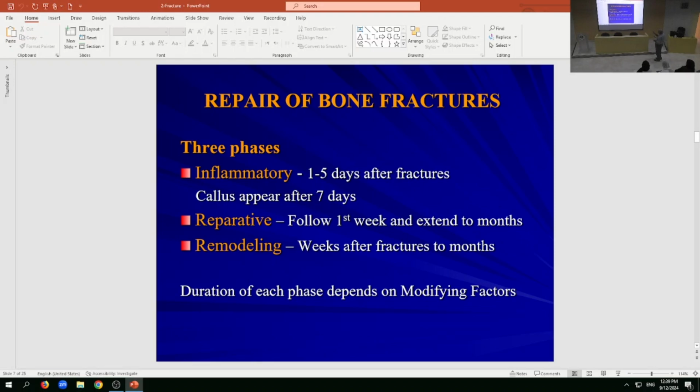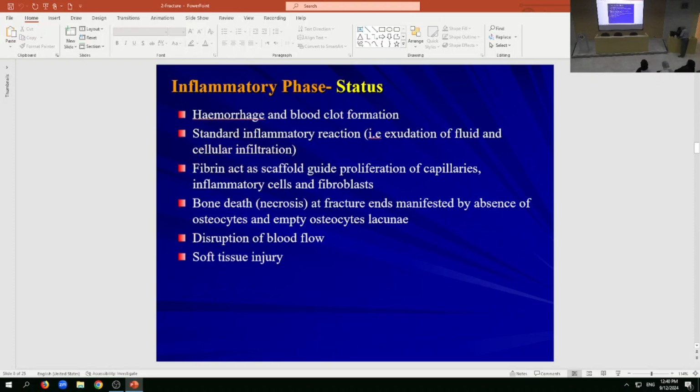The appearance of each of these varies from one patient to the other, from one bone to the other, depending on lots of modifying factors, which I have listed here, and I will leave it for you to read.